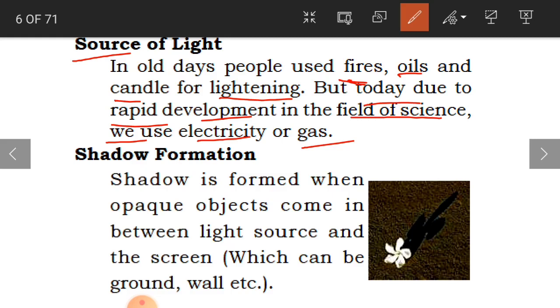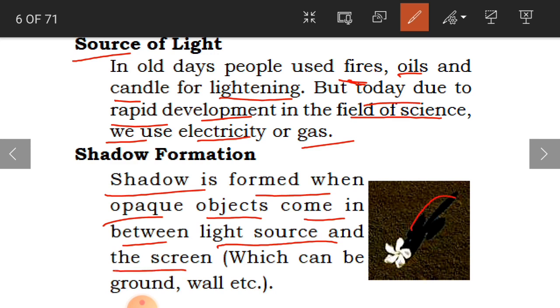And the shadow formation, we have already learned, but I am telling you once again. How is a shadow formed, children? A shadow is formed when an opaque object comes in between the light source and the screen. This is the shadow, and this is an opaque object. When this opaque object is in between the light source and the screen, the shadow is formed. For example, the ground or a wall, whatever it may be, we can take as the screen.